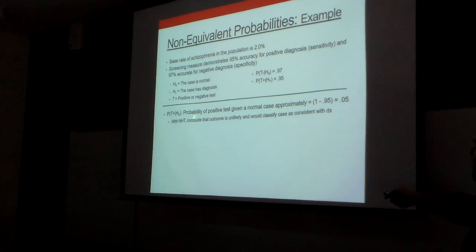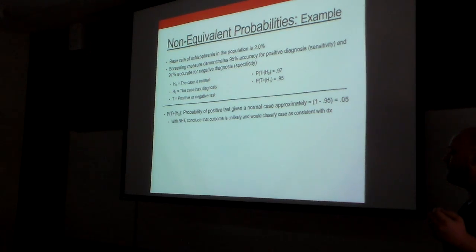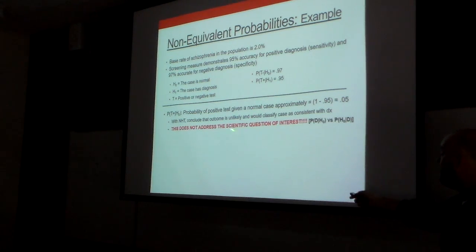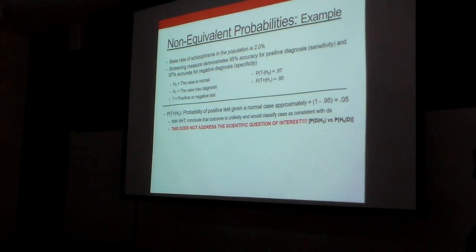And so from that approach, we would conclude that this is an unlikely outcome. We'll classify this person as having schizophrenia based on the test because we've got a very good test, right? Okay, but this doesn't address our question of interest, right? Our question of interest is not, based on the data, what's the likelihood of the null.